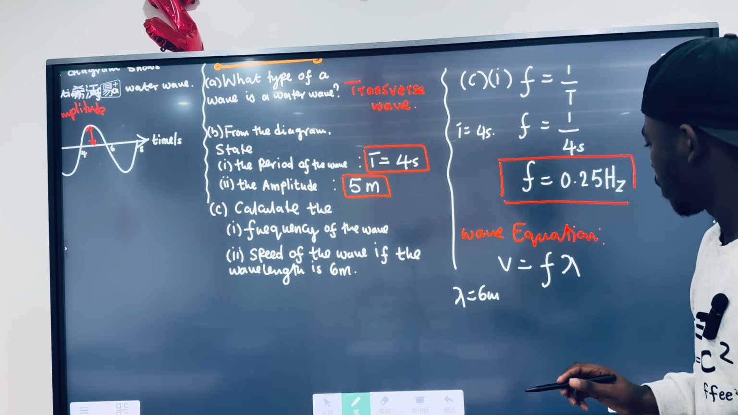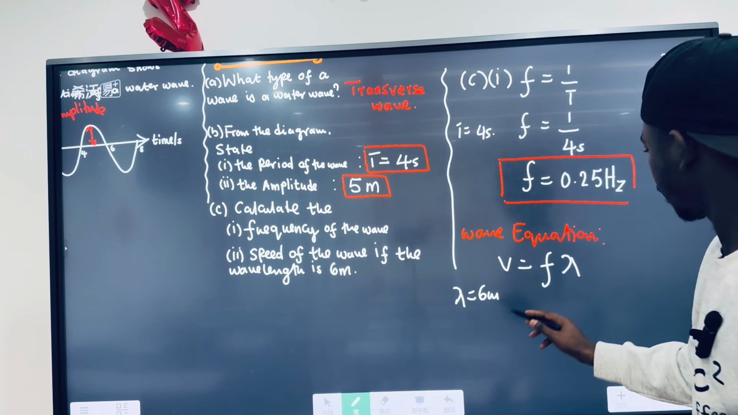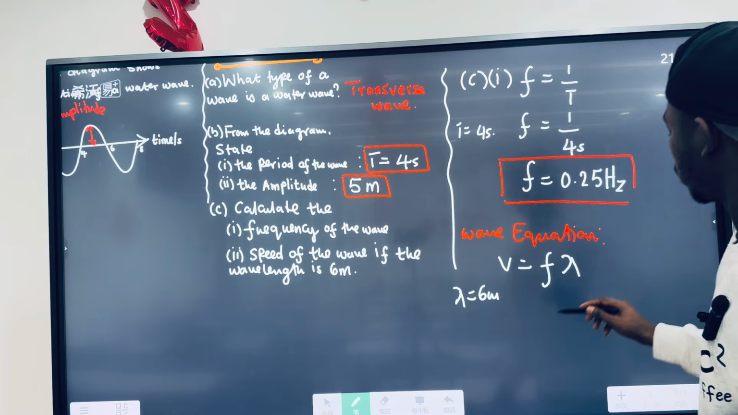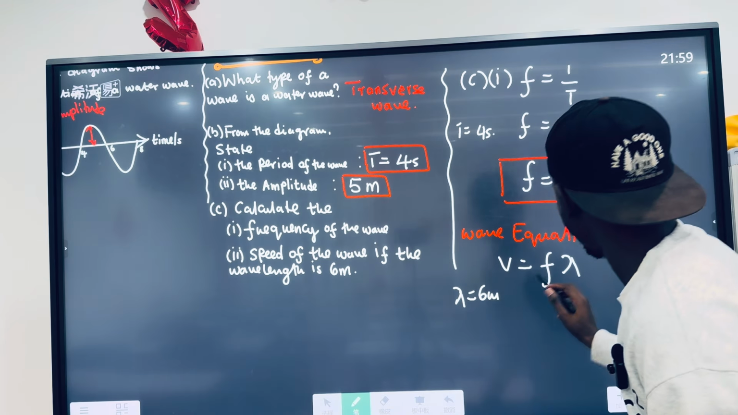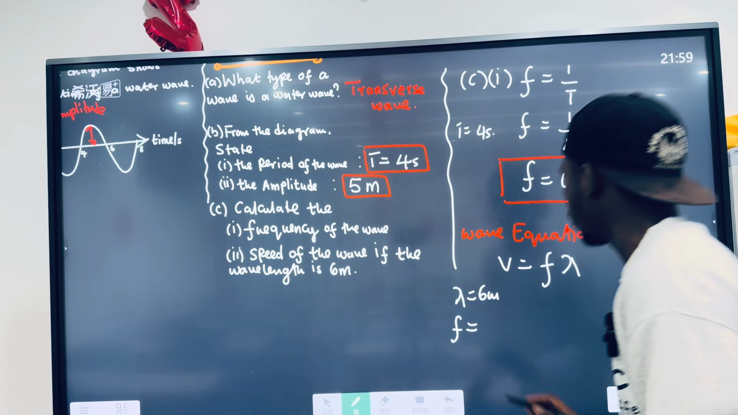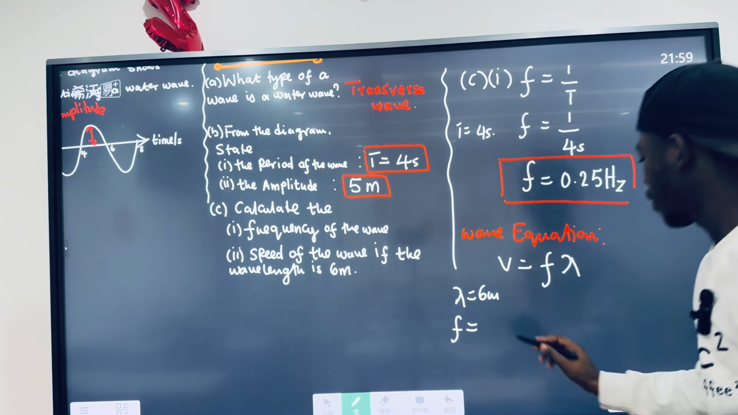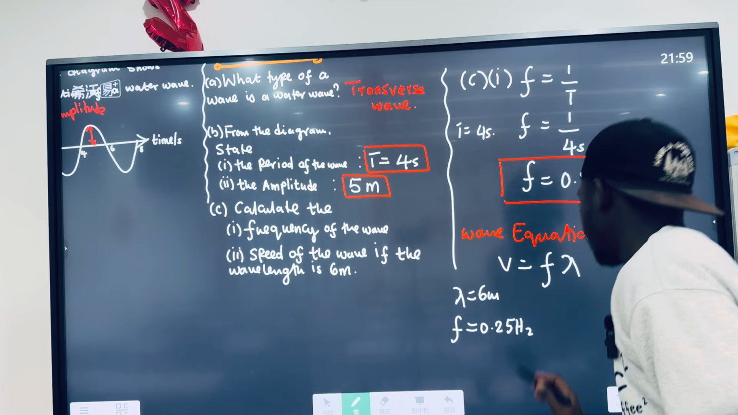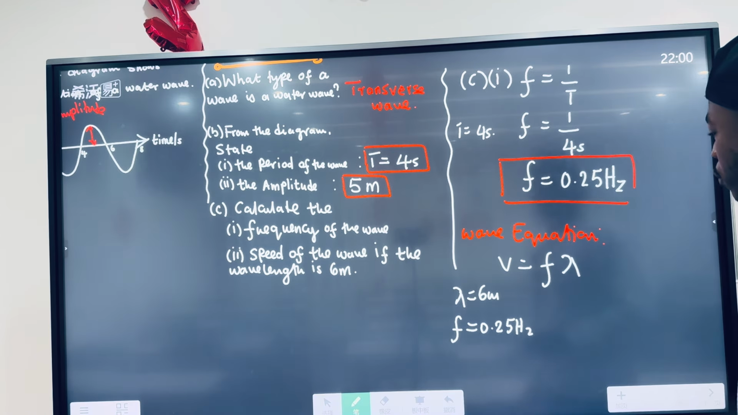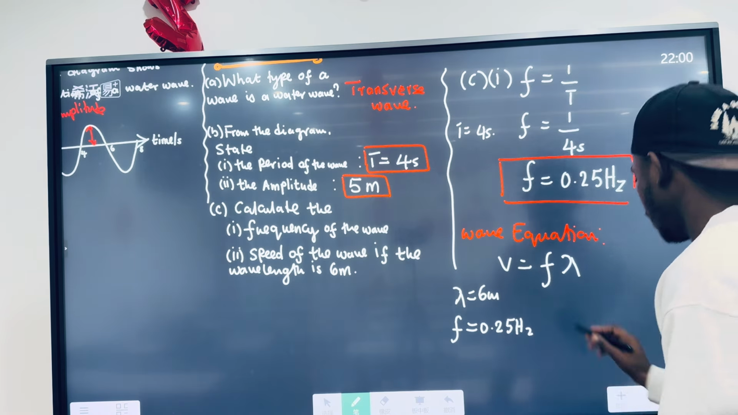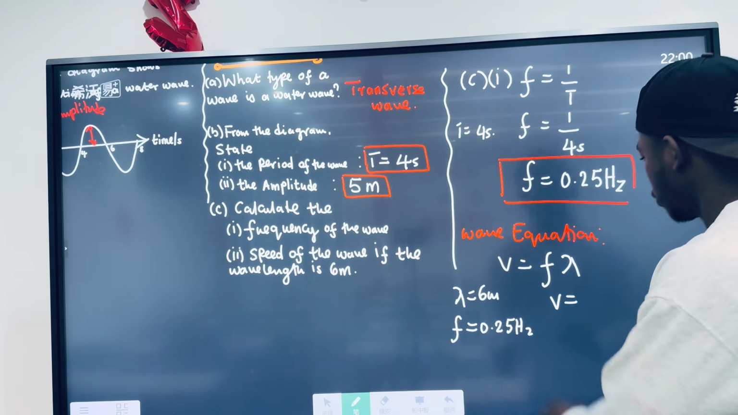Then what else do we have? We have the frequency we calculated from part C1. So our frequency is 0.25 hertz, like that. Then what do we do? We're going to use this equation to find the velocity. So we shall say velocity is equal to the frequency.